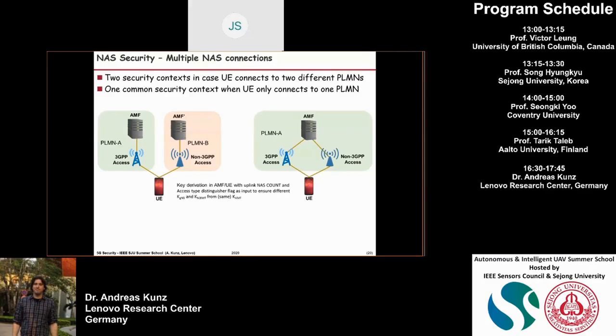But since the N3IWF key is on the same level as the gNodeB key, the uplink NAS count and the access type distinguisher are used to derive those two keys, to make sure that you have two different keys on the two different links.